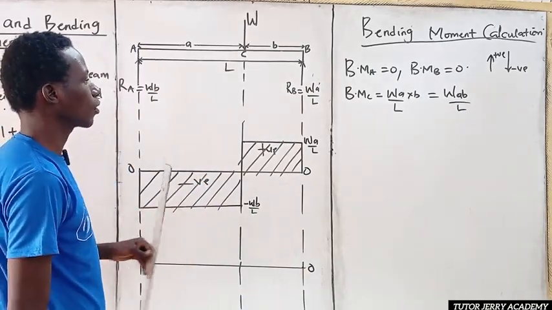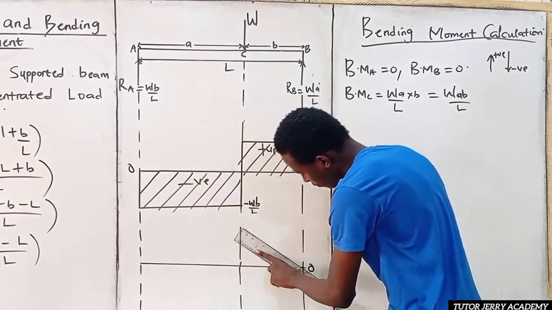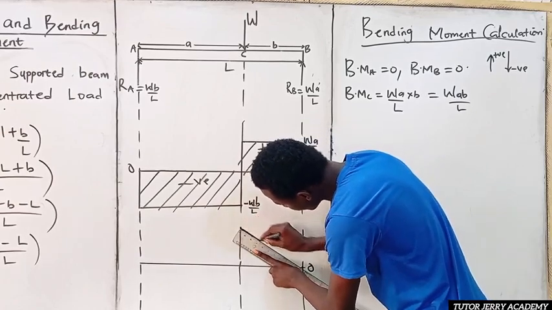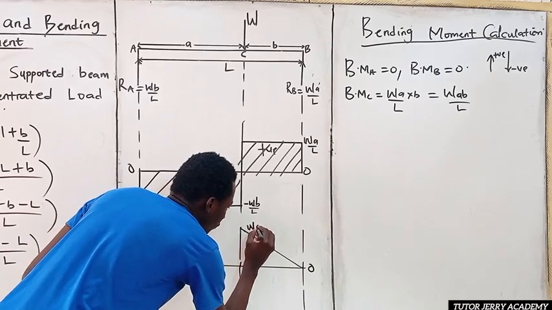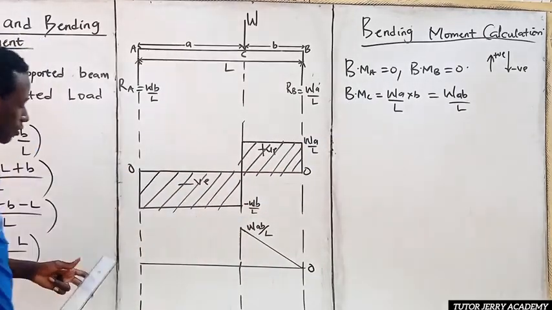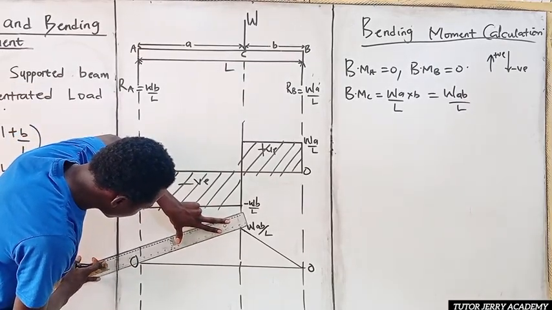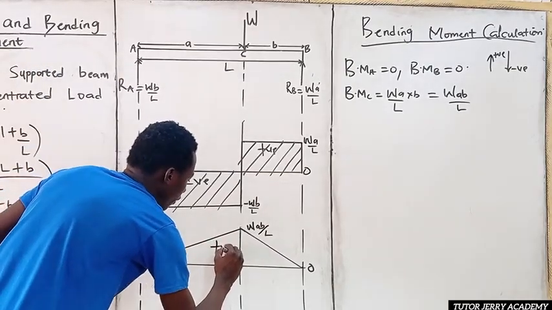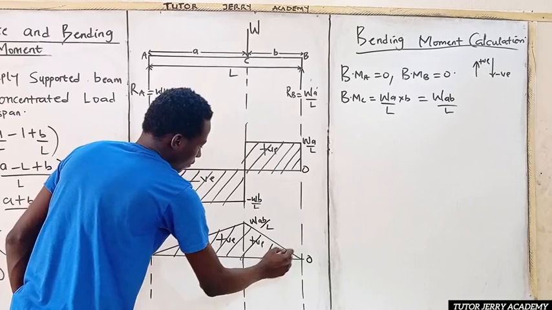Our bending moment at C is nothing but WAB all over L, which is positive. So we are going to be going upward. Let's take this point to be our WAB all over L. So we have WAB all over L here. Of course, our bending moment at A is nothing but 0, so we are going backward to 0. So this is what we have. Of course, this is positive.